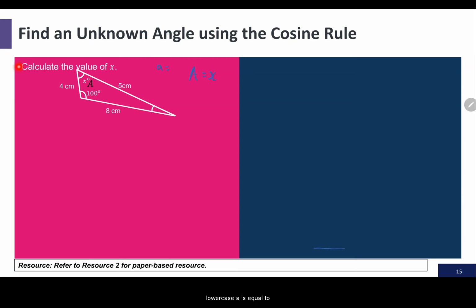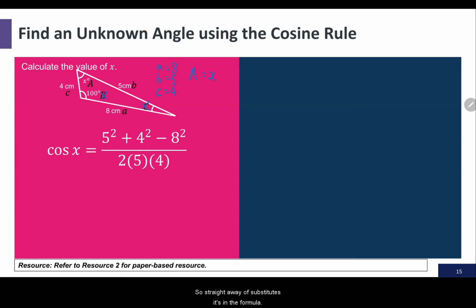Lowercase a is equal to 8. Lowercase b, we've got capital B there, but lowercase b is equal to 5. Capital C is not needed, and neither is capital B. And lowercase c is equal to 4.